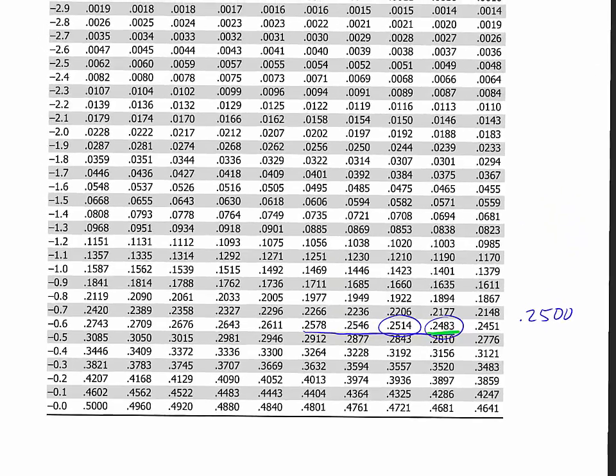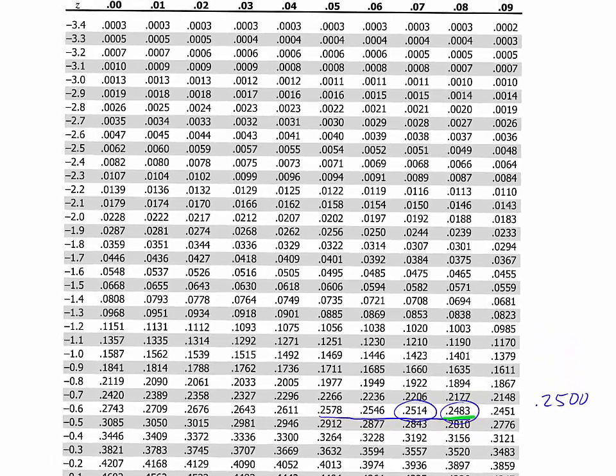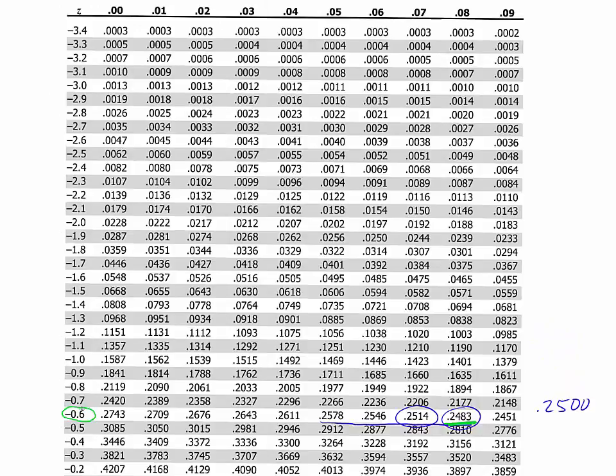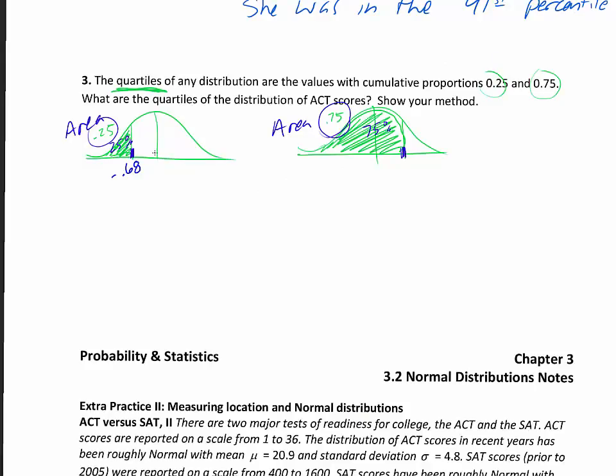And now we wanted the z-score. So if we look, we were in this row and we were in this column. So that is negative 0.6 followed by 8 in the 100th. So negative 0.68 goes with that area. And that makes sense. I mean, we're less than the mean, which is right here in the middle. So we should be negative in terms of our z-score. We were to the left. So that is our z-score. That will give us 25% of the population below it.